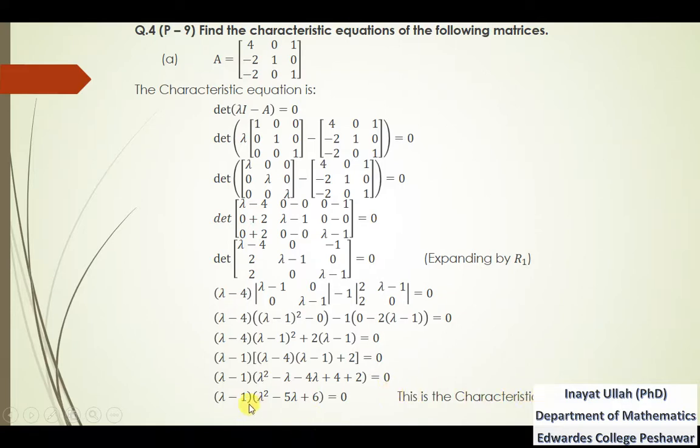You can simplify this equation as well by multiplying lambda inside and minus 1 inside, but there is no need.